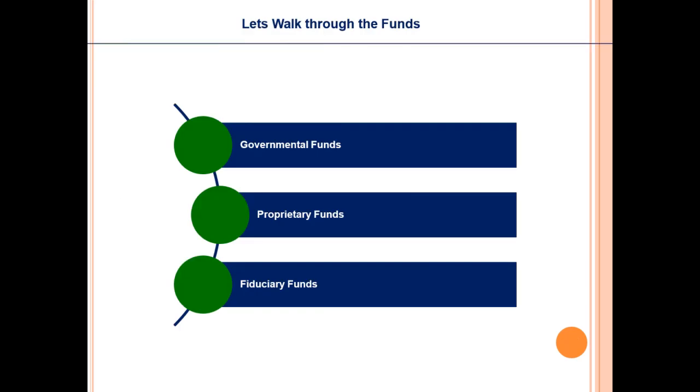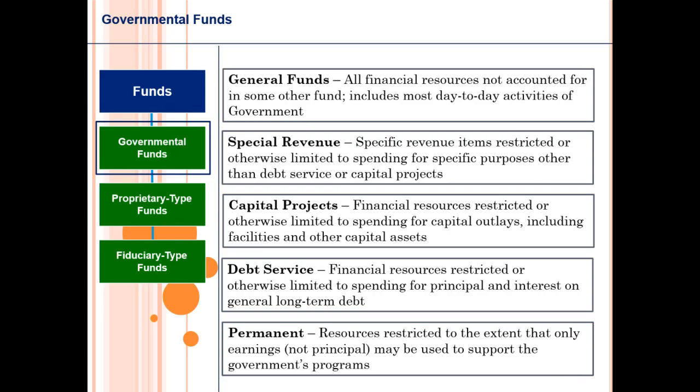So here are the 3 types of funds that we need to be able to segregate between. So I just went over all 5 of the governmental type funds. Here they are listed for you. As you can see, little brief explanations of each of the five and what it would take to fall into each category.